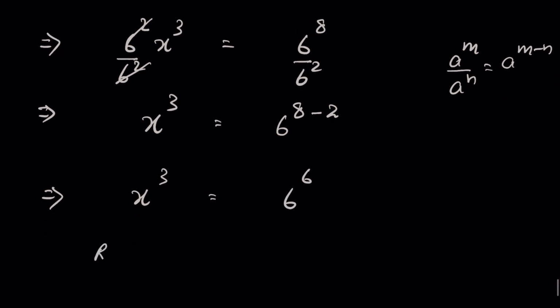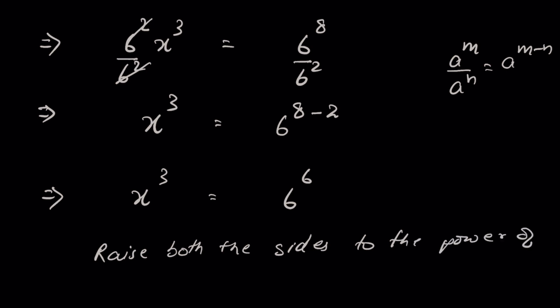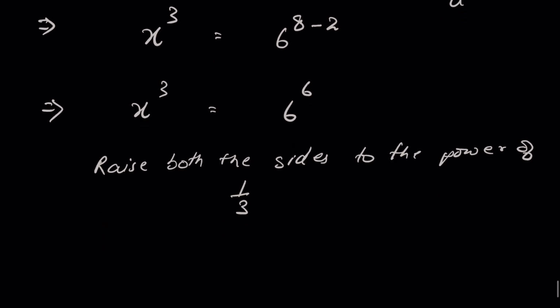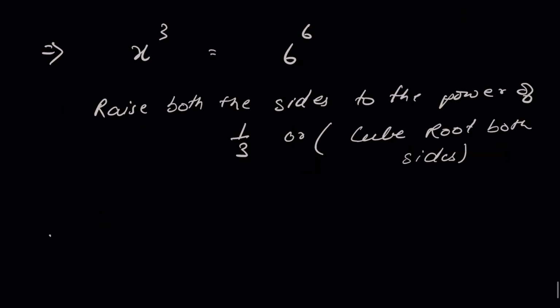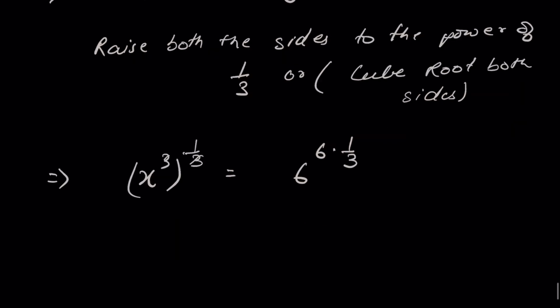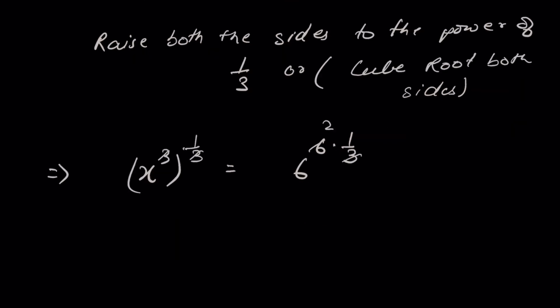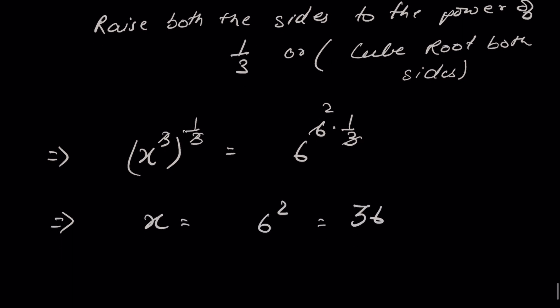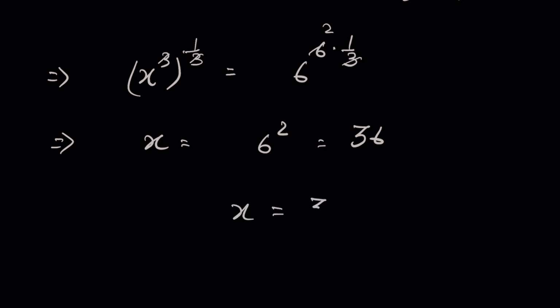Now raise both the sides to the power of 1/3, or cube root both the sides. So x cubed raised to the power of 1/3, and 1/3 means cube root, is equal to 6 raised to the power 6 times 1/3. This 3 and 3 get cancelled. 3 times 2 is 6. So x is equal to 6 squared is equal to 36. So the value of x is 36.